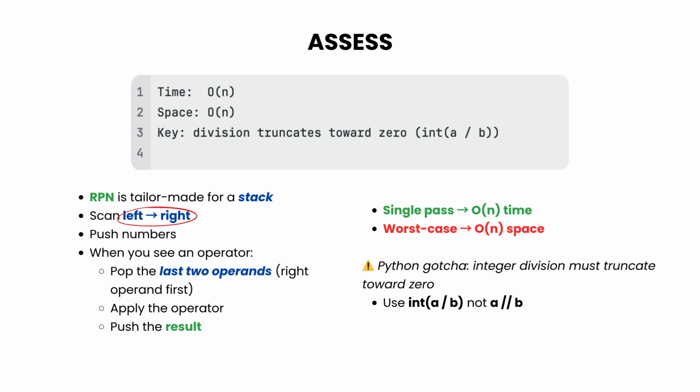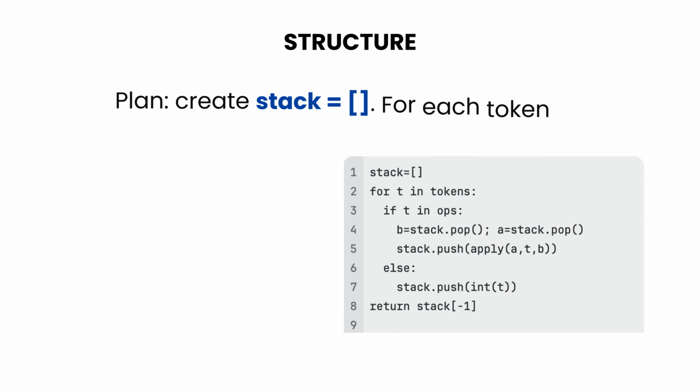RPN is tailor-made for a stack. Scan left to right, push numbers. When we see an operator, pop the last two operands, write operand first, apply the operator, and push the result. Single pass, O(n) time, O(n) worst case space. Watch the Python gotcha. Integer division must truncate towards 0, so use int(a / b), not a // b.